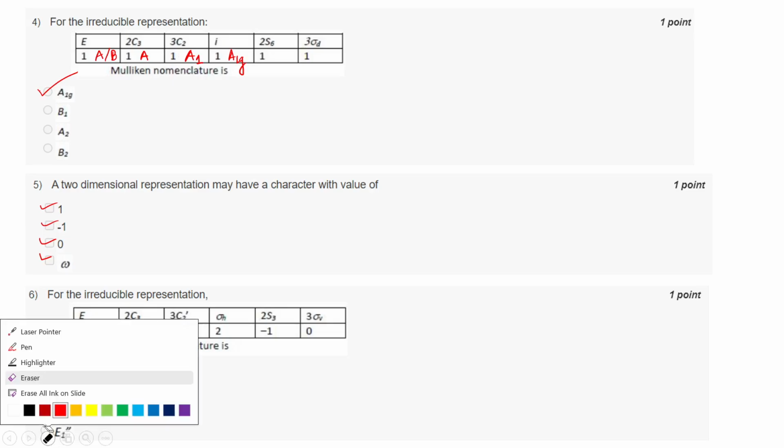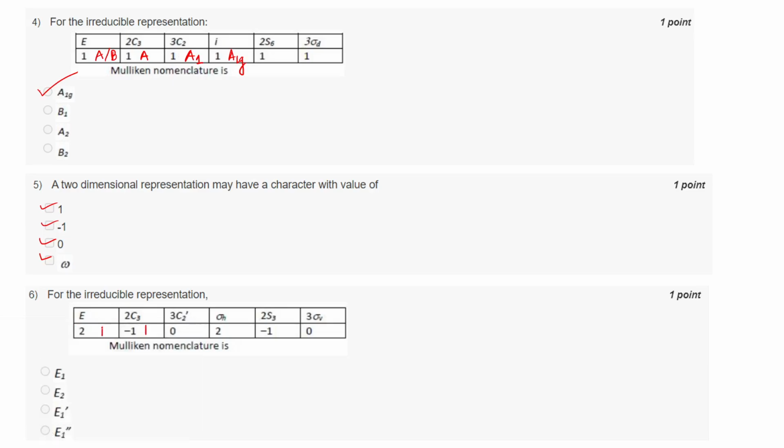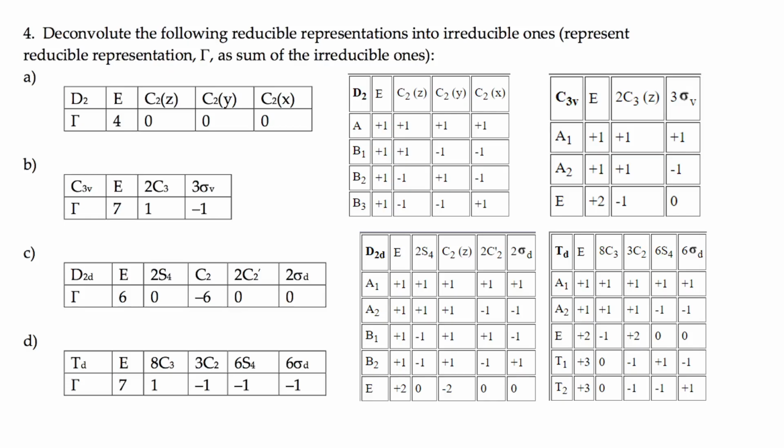Now, with respect to C3, it is antisymmetric. So what should I write? E2. Then there are no other options, so this is correct, right? Yes. Okay.